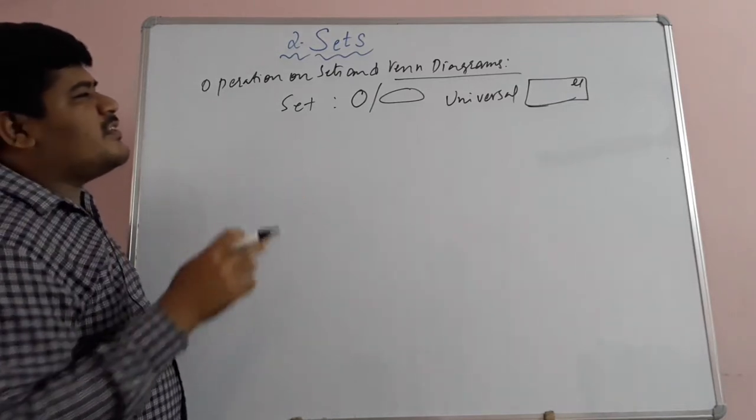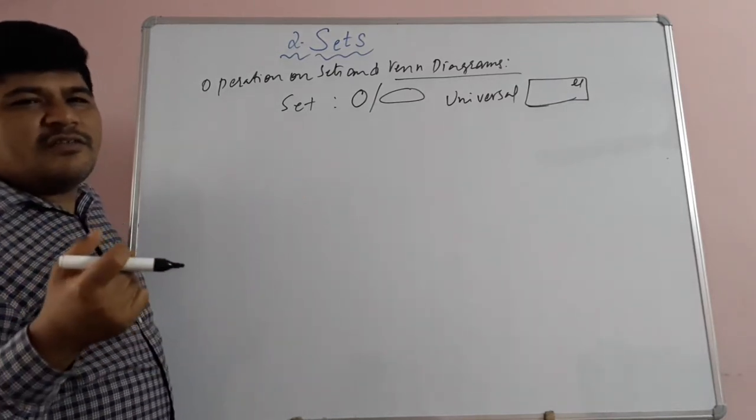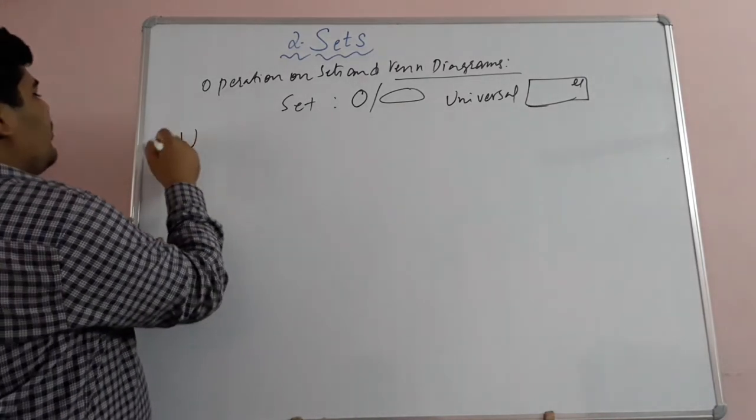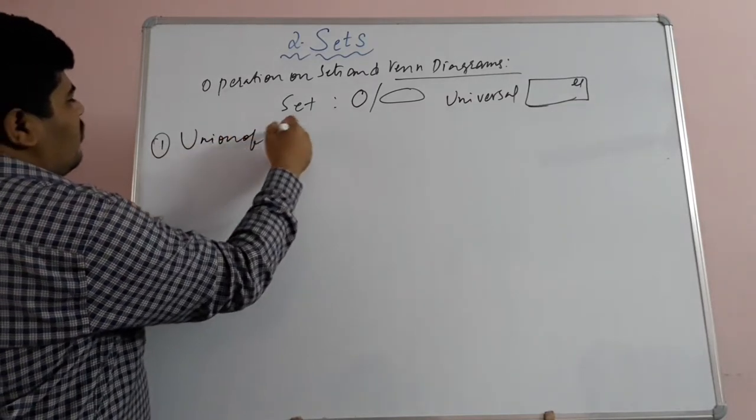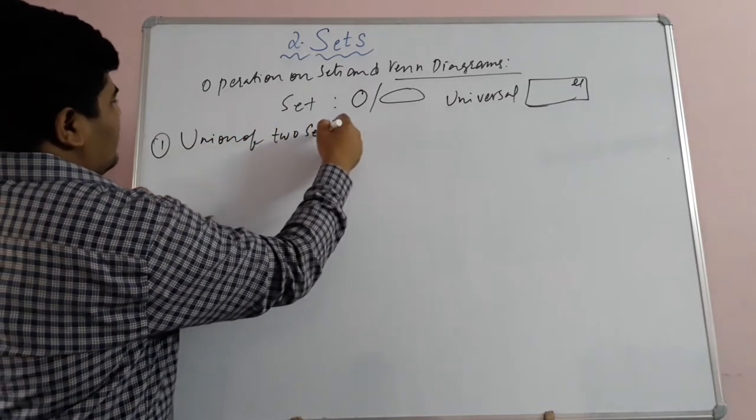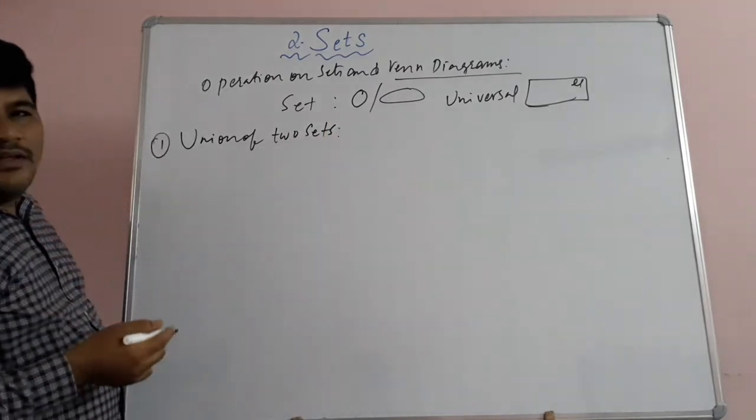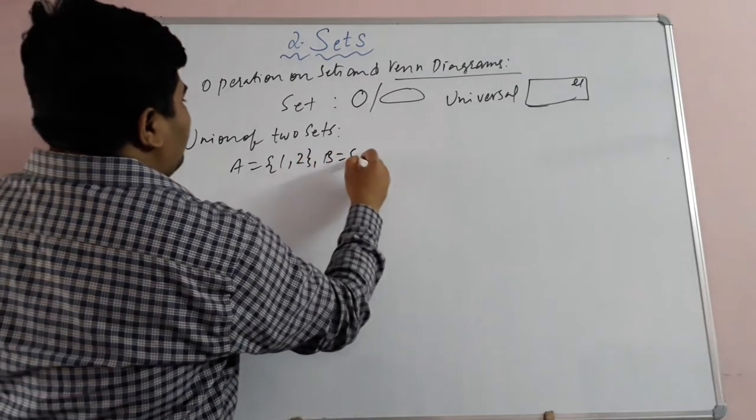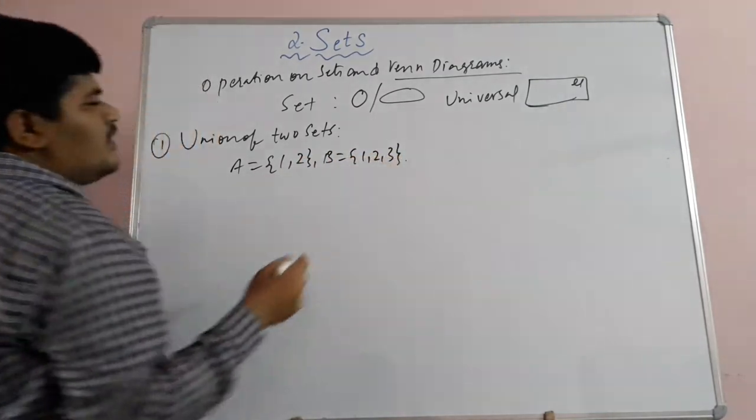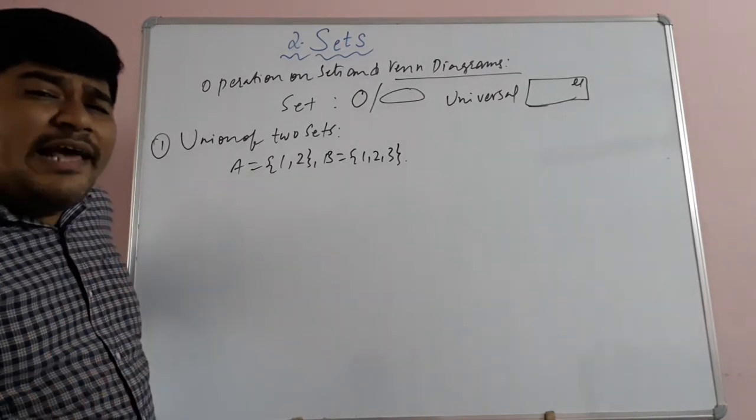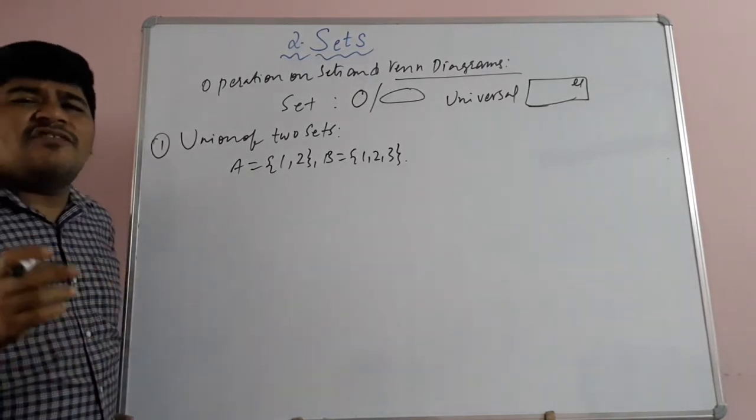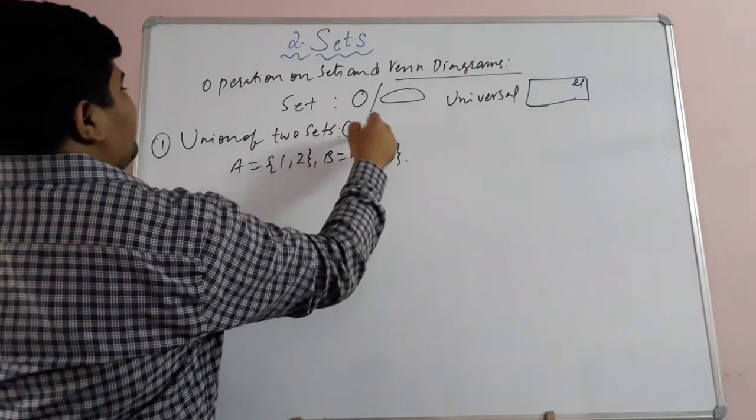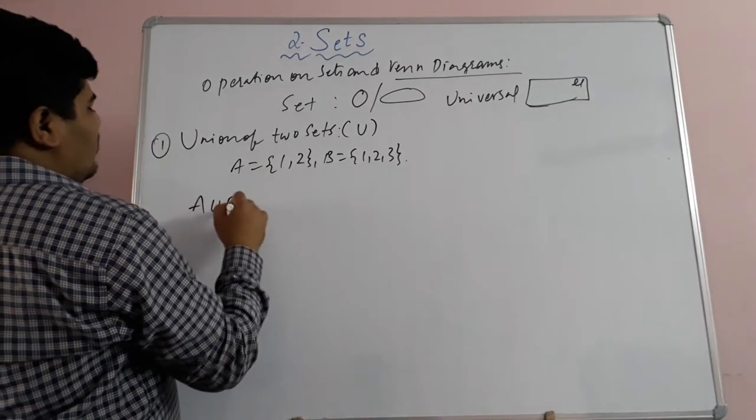So we will use these symbols for operations of the sets. First, the union operation. First we will learn about the union of sets. So what is the union of two sets? Suppose set A is equal to 1 comma 2, and set B is equal to 1 comma 2 comma 3, children. The set of all elements of the given sets is called the union of the sets. It is represented with the symbol U.